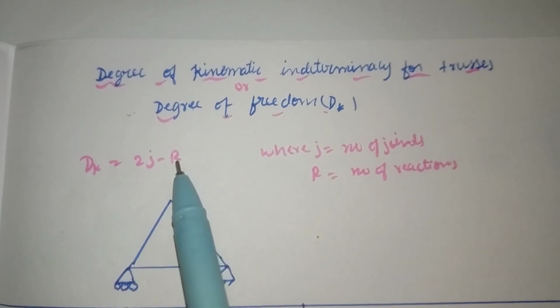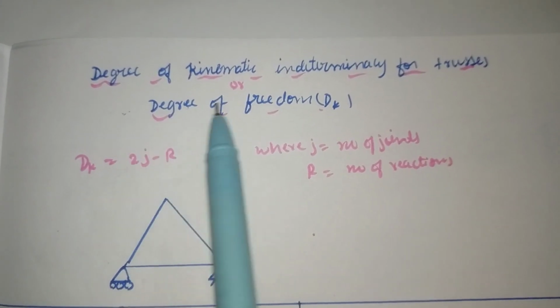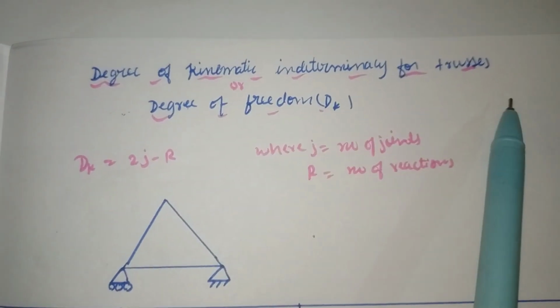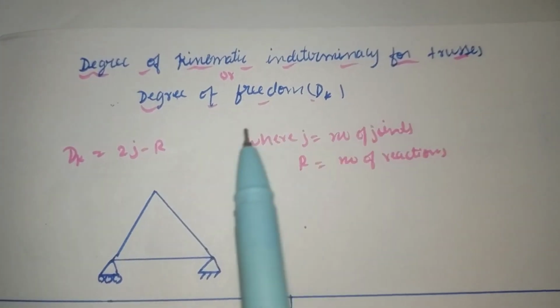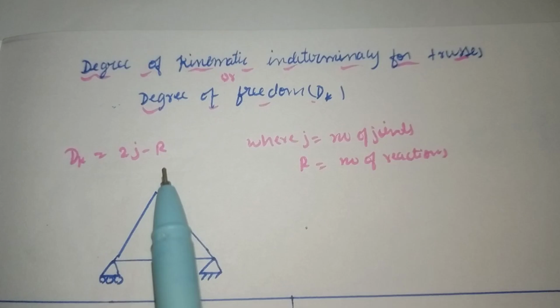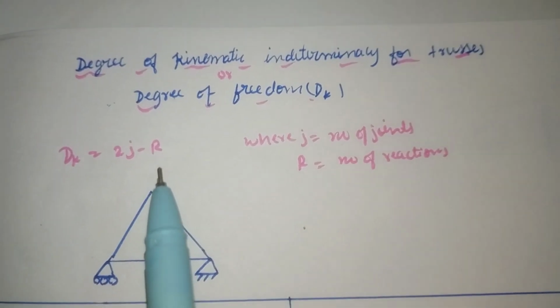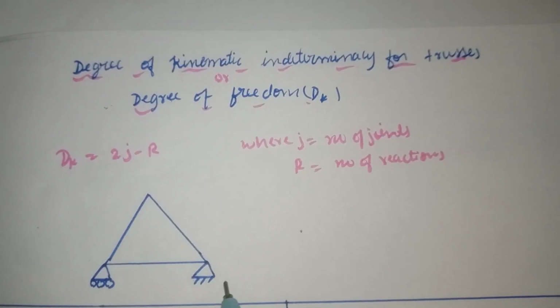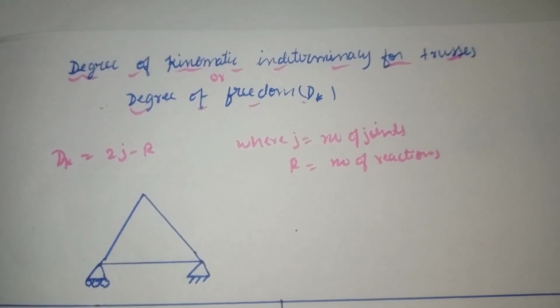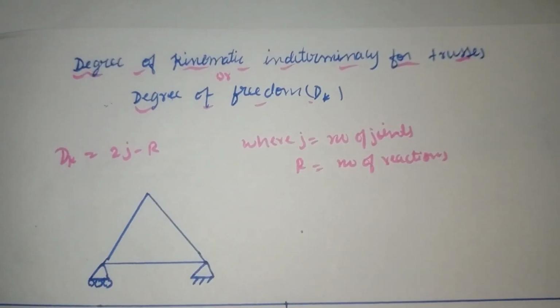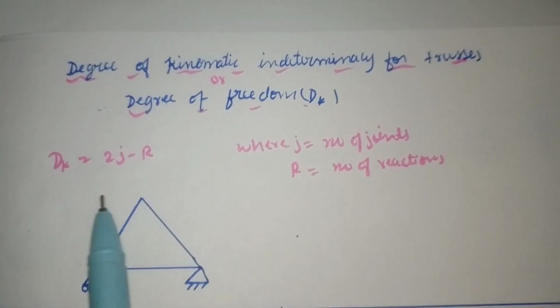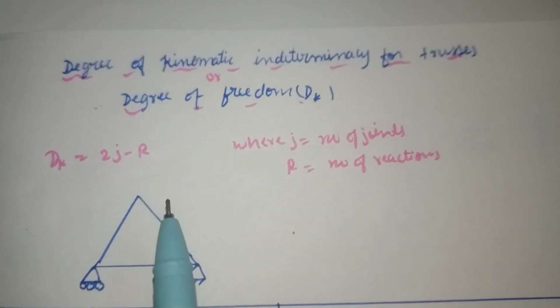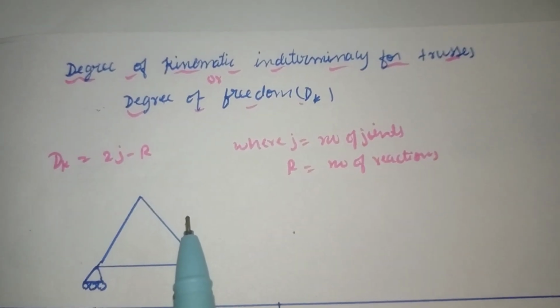So in today's video, we'll see the degree of kinematic indeterminacy for trusses. In the previous video, we have seen the degree of kinematic indeterminacy for beams. We solved it by considering the axial deformation as well as neglecting the axial deformation. So in today's video, we will see the degree of kinematic indeterminacy for trusses.